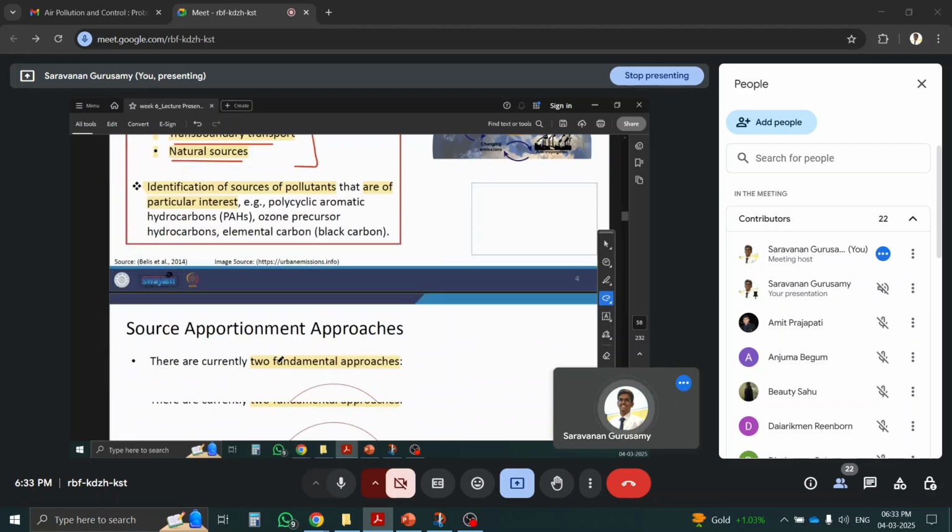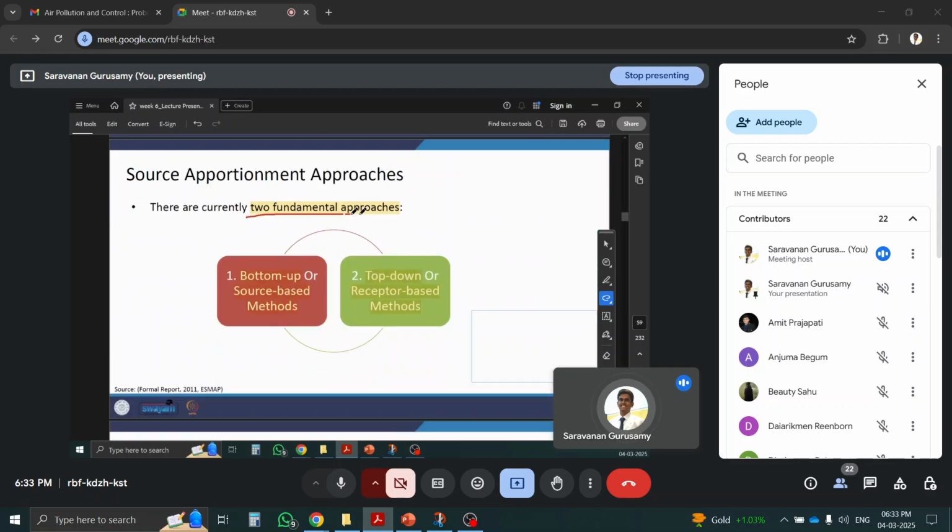emission apportionment. So there are two approaches, as I mentioned. One is bottom up and then top down. So bottom up is from each industry, how much it is emitting, which will be connected to the sources. Top down is we will go and check the pollutant level. Then we will come up to which industry.